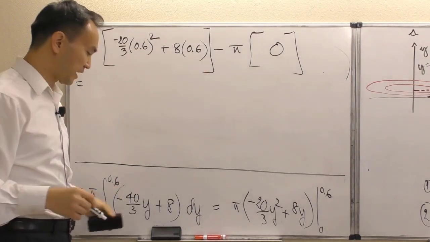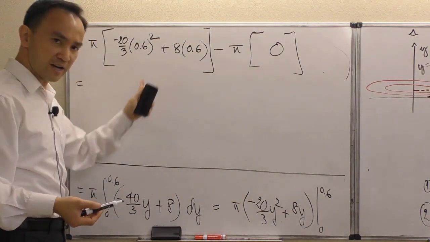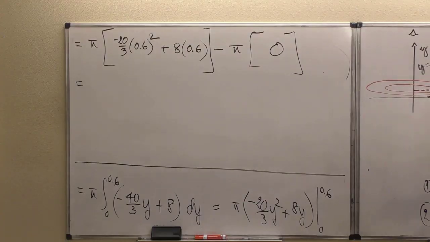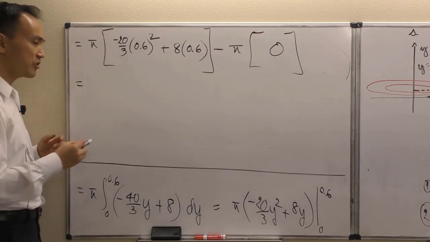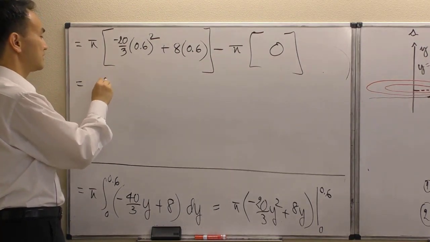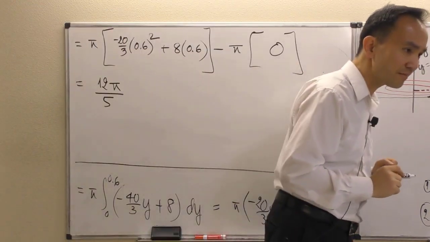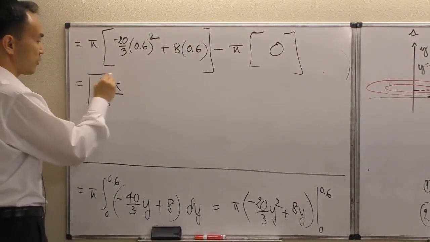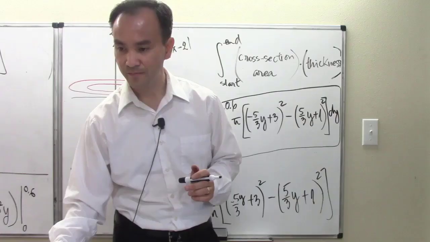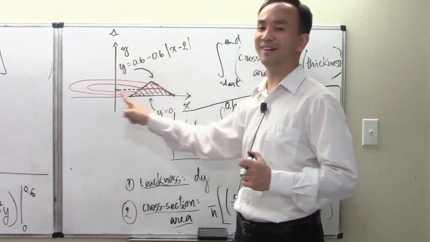I am going to step over to my calculator at the computer station right there to get the final calculated value for this. All right, so my calculations show 12 pi over 5. And that is my final answer. And this is the volume of this solid, the volume of this solid generated by rotating the enclosed area here around the y-axis.